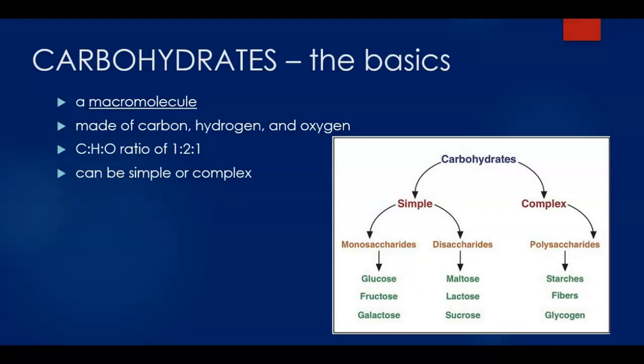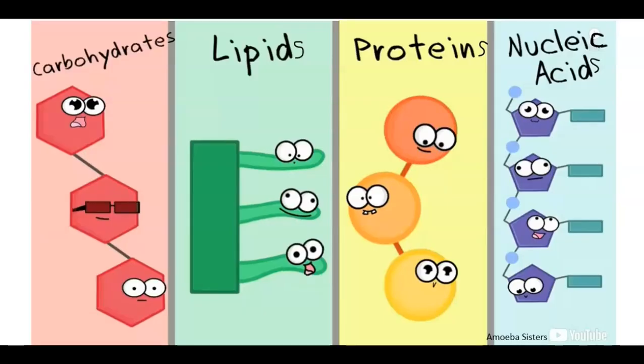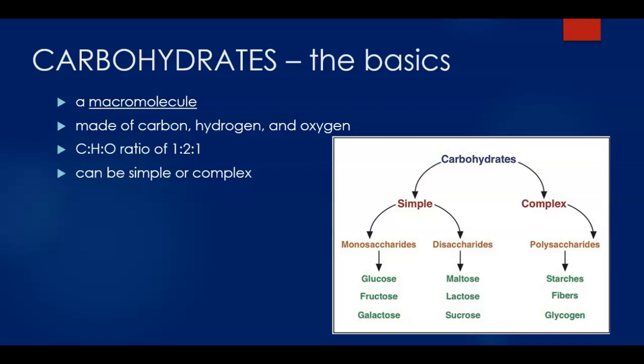So I'm going to take us back one more time to my favorite thing in the world, graphic organizers, concept maps. Carbohydrates, right? The basics are macromolecule, one of our 4 macromolecules that we talked about in our CRQ the other day. They're made of carbon, hydrogen, and oxygen in a ratio of 1 to 2 to 1. Carbohydrates can be simple or complex. Simple carbohydrates come in 2 flavors, if you will.